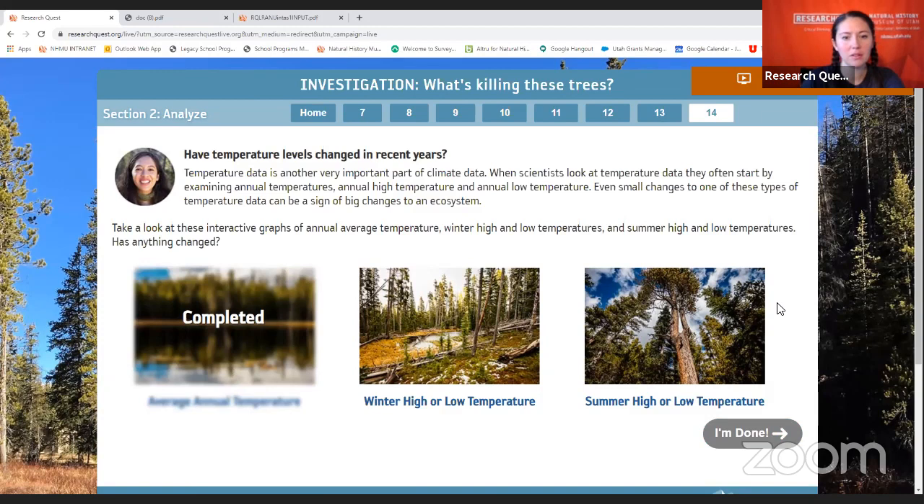And now I want you to do the same thing for both the winter and summer. So this is taking a closer look at just the winter time of year, just the summer time of year. And go ahead and add those notes to your research assistant notebook.